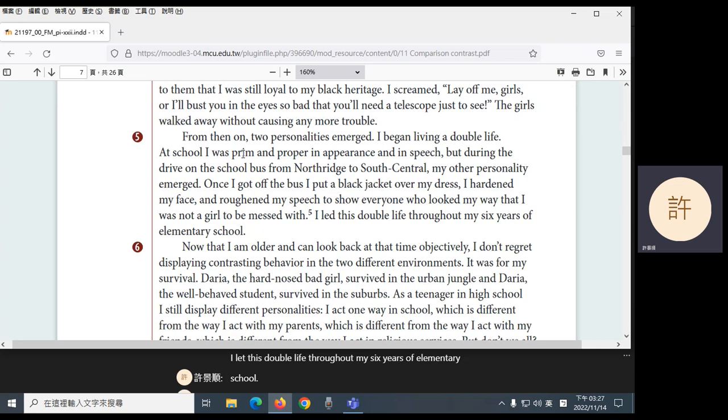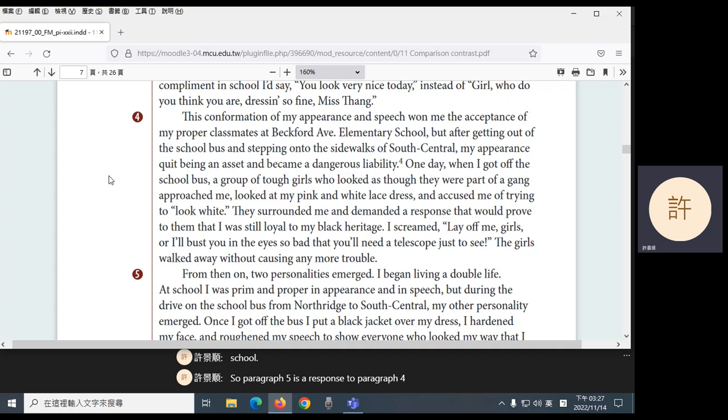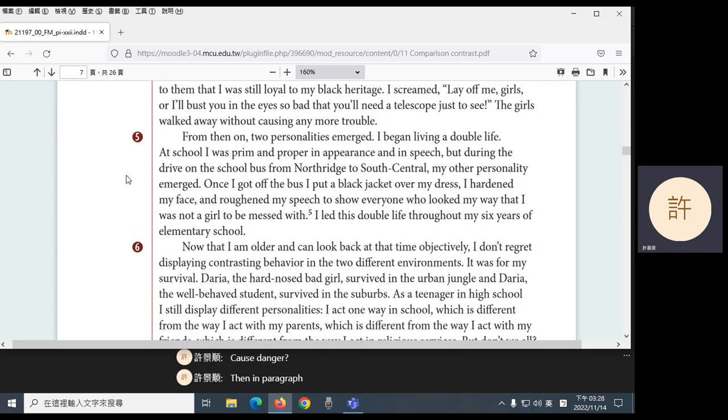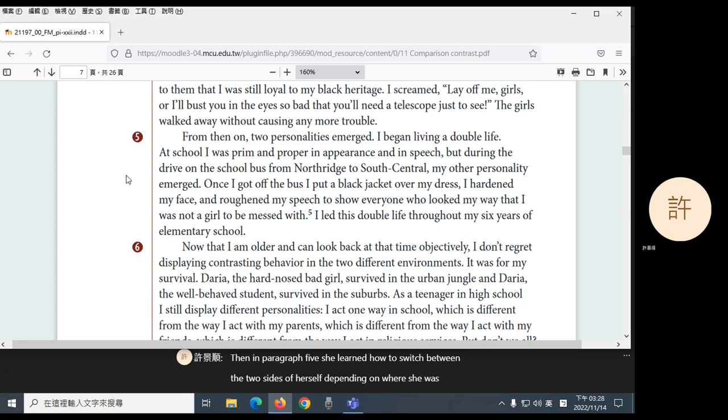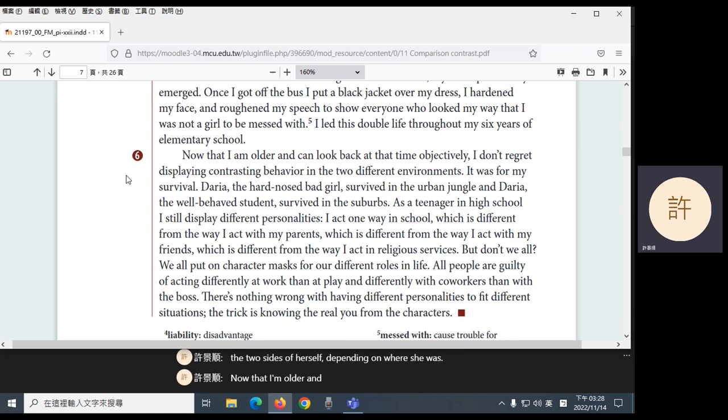So paragraph five is a response to paragraph four. If presenting the wrong side of herself caused danger, then in paragraph five, she learned how to switch between the two sides of herself, depending on where she was. Now that I'm older and can look back at that time objectively, I don't regret displaying contrasting behavior in the two different environments. It was for my survival.